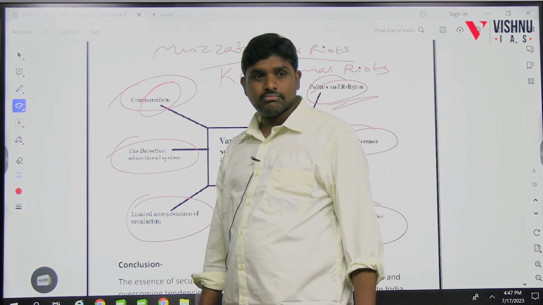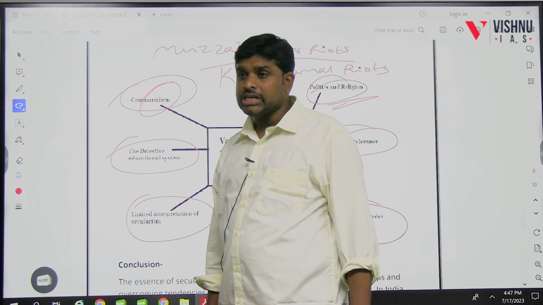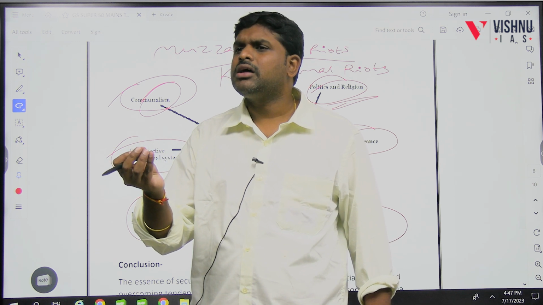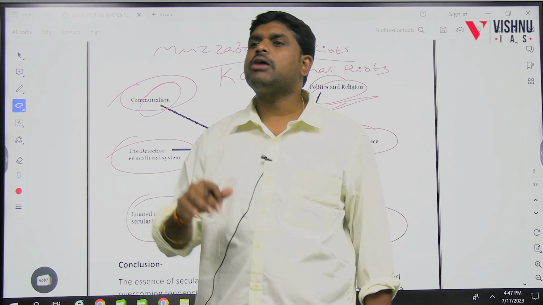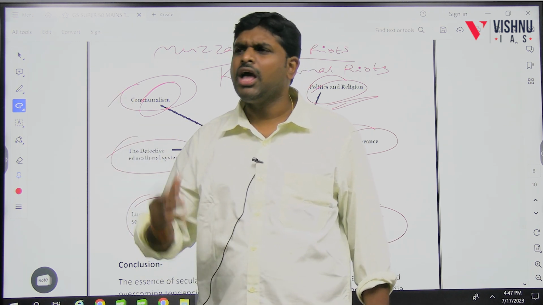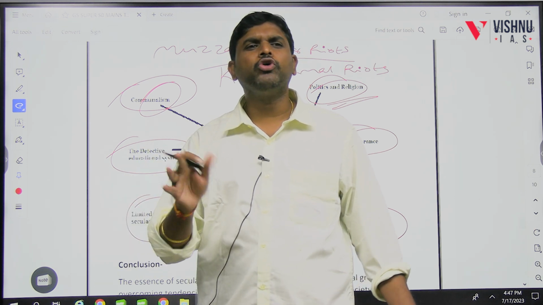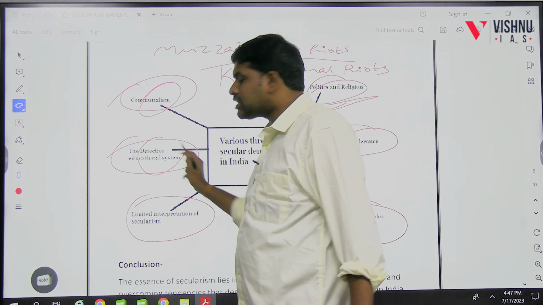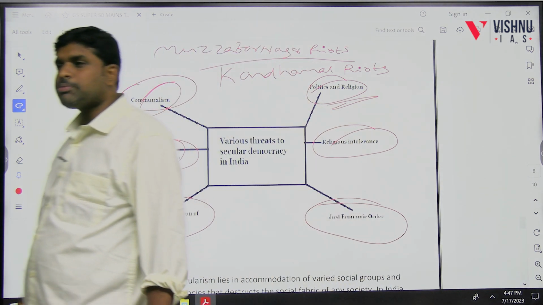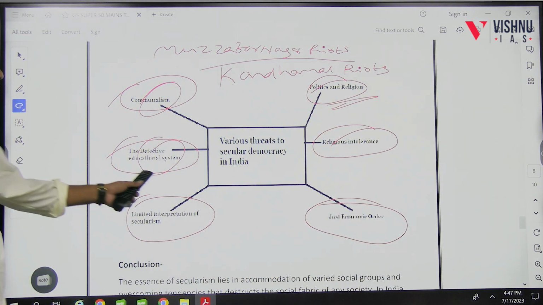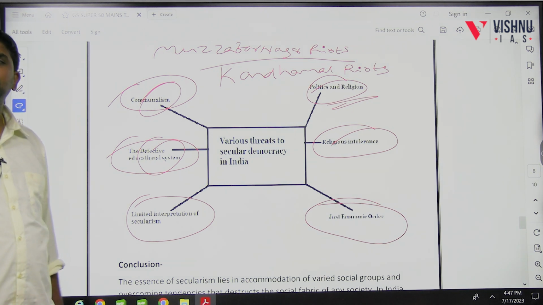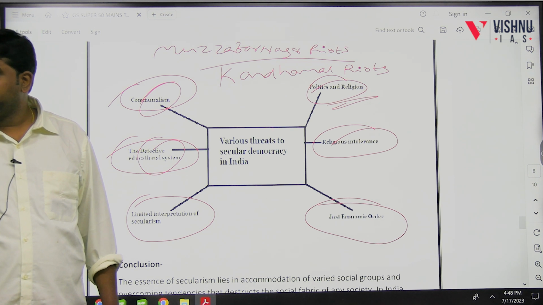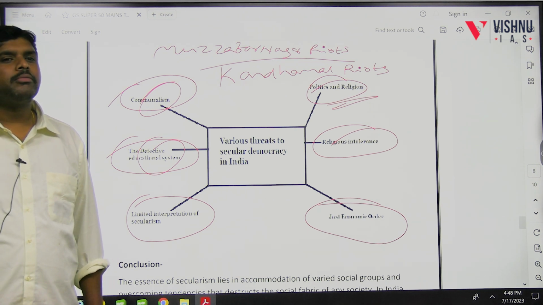Defective educational system. No education system has a unit on communal harmony. How to create communal harmony? No unit, no syllabus, no NCERT book is talking about it. Defective educational system. These are factors responsible; here you will write an example: the National Education Policy 2020 also didn't discuss communal harmony.